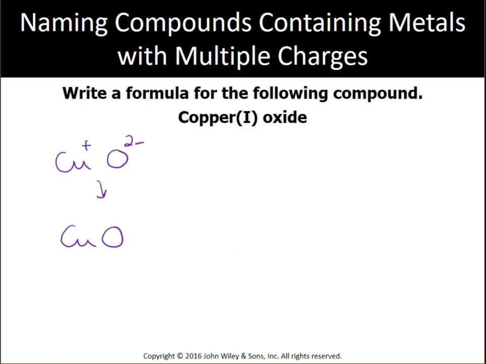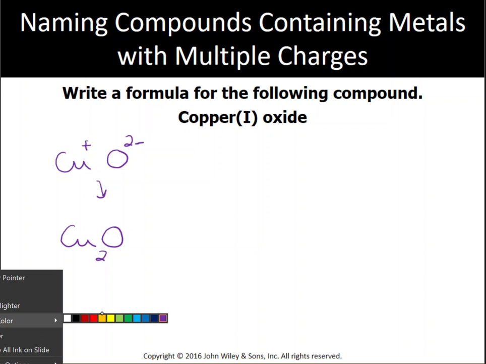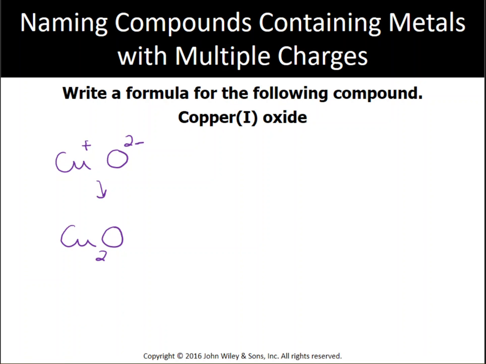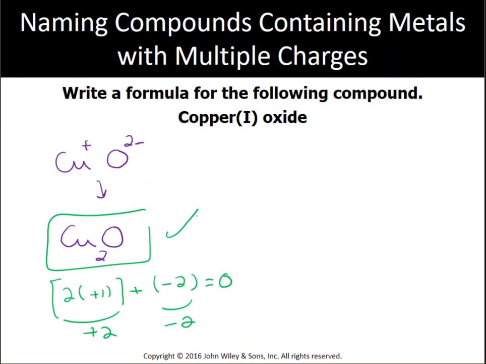And in order for this compound to have a net charge of 0, you would need to have 2 copper. Now, before we move on, we always double check to make sure that charge-wise this makes sense. So you have 2 copper, each one of them positive 1, plus 1 oxygen, which is a negative 2. So this is positive 2, negative 2 equals 0. So this is the formula of copper 1 oxide.